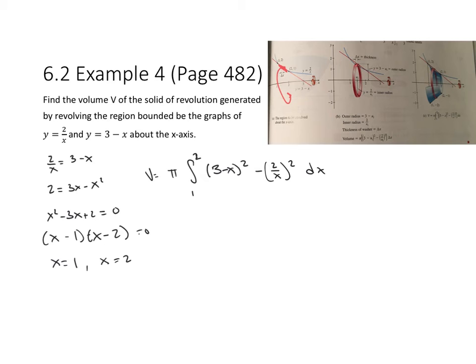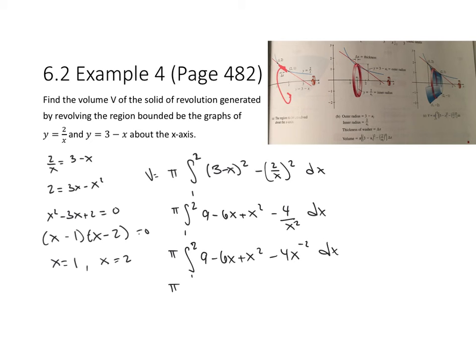I think that we can make this look a little bit easier to handle. So the first thing we're going to do is FOIL out 3 minus x squared. So that's 9 minus 6x plus x squared, and then I'm going to distribute that squared to each piece, so that's minus 4 over x squared. And I could even rewrite that as minus 4 x to the negative 2 dx. And this might be a little bit easier for me to take the antiderivative of.